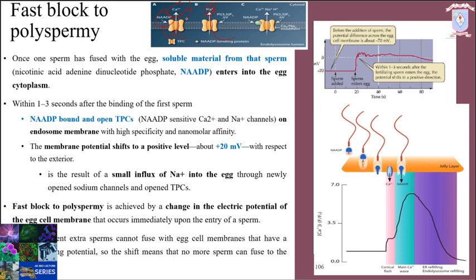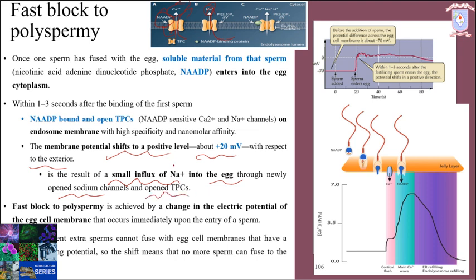So inside the cytosol, the positively charged calcium and sodium become high in concentration compared to the outside of the cell, and this results in a change in the membrane potential. The membrane potential shifts to a positive level as a result of the positively charged ions, calcium and sodium, inside the cytosol, and reaches about plus 20 millivolts with respect to the exterior of the cell. It is the result of a small influx of sodium into the egg through newly opened sodium channels and opened TPCs.